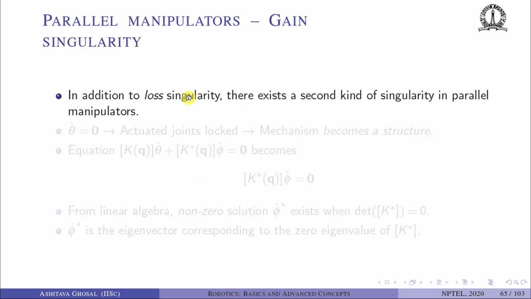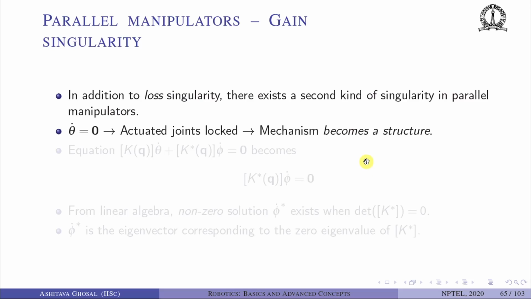So in addition to loss singularity, where we lose one or more degrees of freedom, in parallel manipulators there exists another kind of singularity, and this is what we will discuss next. This is called gain singularity. So let's continue and consider theta dot as 0. What is theta dot? These are the actuated joints. So theta dot 0 means the actuated joints are locked. If you lock all the actuated joints, the mechanism should become a structure, right?